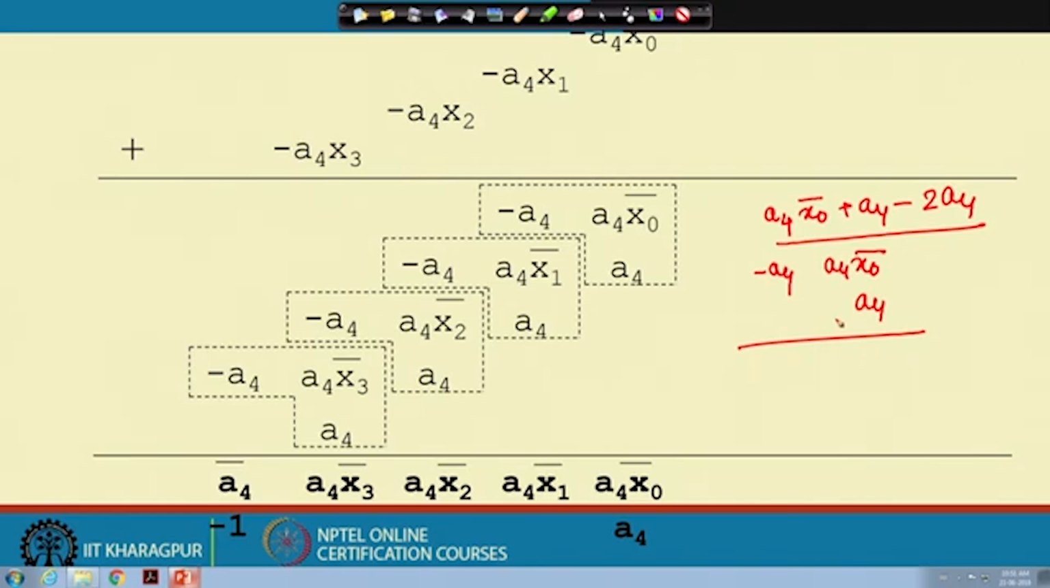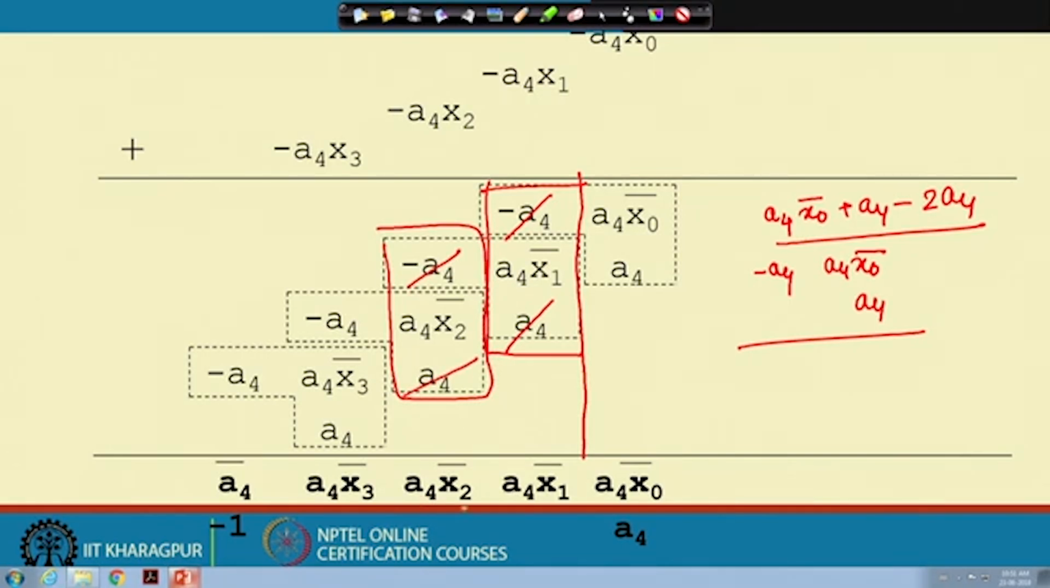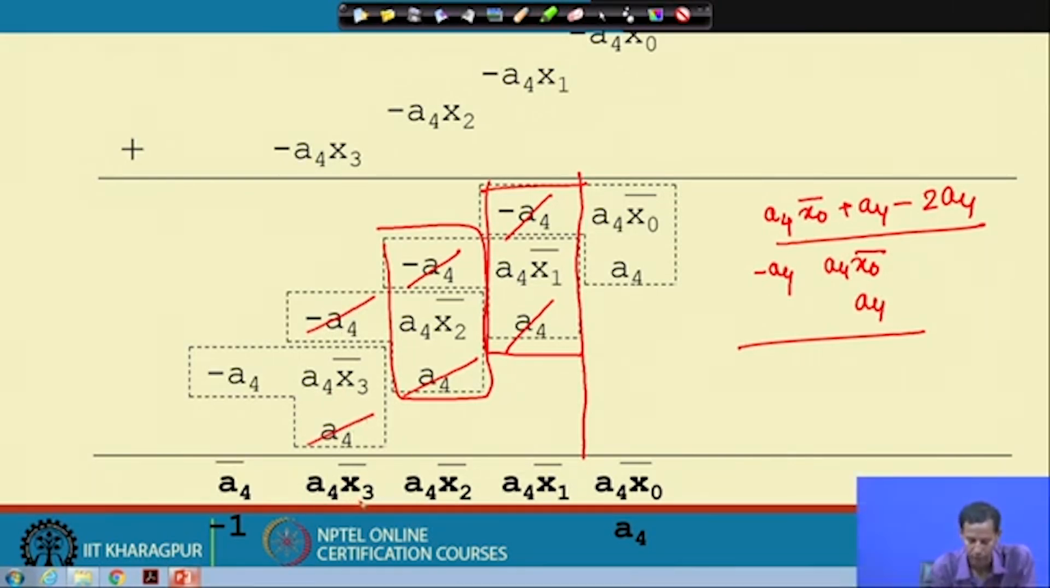Now, if I do the position-wise addition operation, what am I getting? In this particular case, a4 x0 bar and a4. Then at this point, minus a4 plus a4 will be balanced, so I will get only a4 x1 bar over here. In this case, minus a4 and plus a4 will cancel each other, so I will get a4 x2 bar. Same for this position, it will be a4 x3 bar.